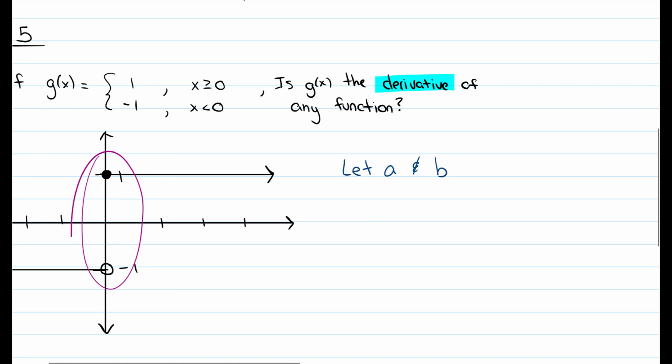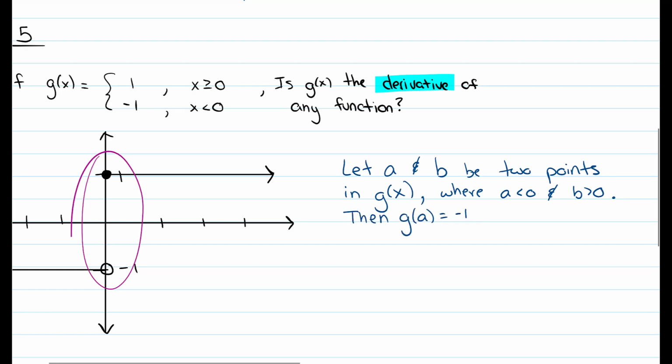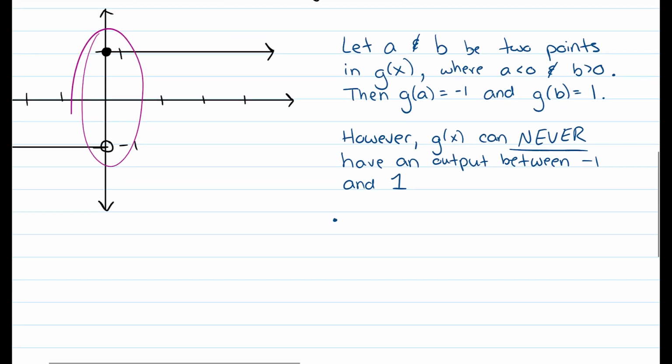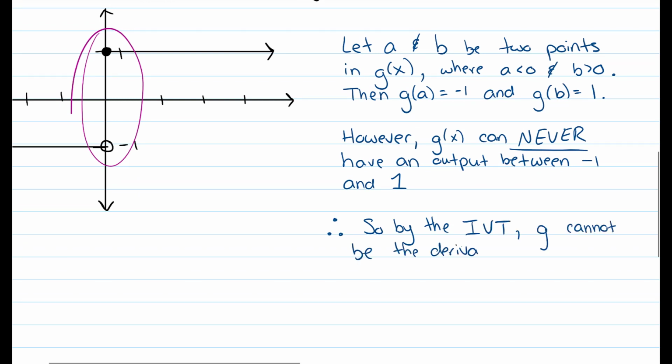So we're going to let a and b be 2 points in g of x where a is less than 0 and b is greater than 0. Then g of a is equal to negative 1 and g of b is equal to 1. However, we've stated that g of x can never, ever have an output between negative 1 and 1. This shows that it's discontinuous. So by the intermediate value theorem, g cannot be the derivative of any function. So notice that right here, you cannot have these values. And because of that, we know it's not continuous because of the intermediate value theorem.